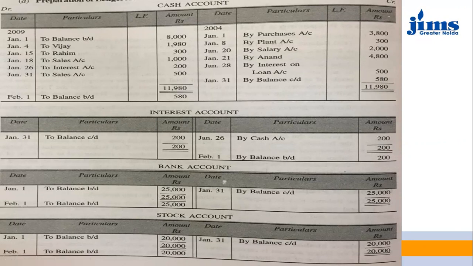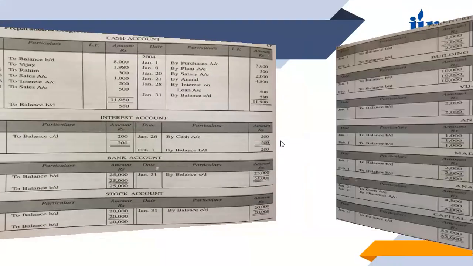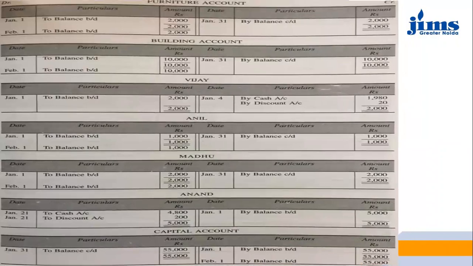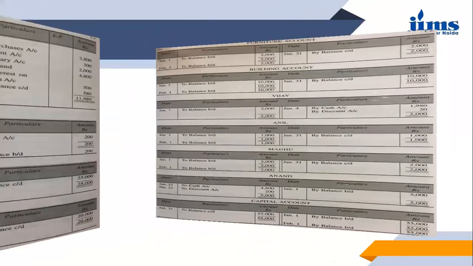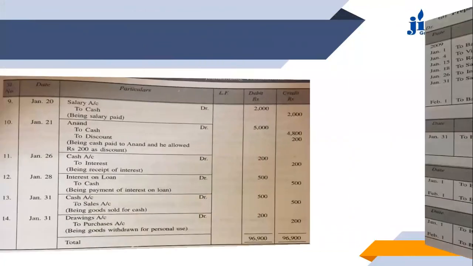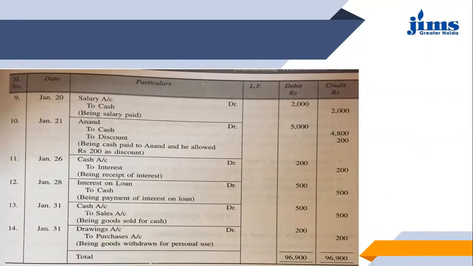Then coming to interest account, it is getting credited with 200. So you can see here interest account for 26th January is getting credited by cash 200. And then in the next, interest on loan account, you can see it is getting debited with to cash account 500. So if you prepare one interest account, that is also fine. That is totally dependent upon your choice. Then cash account to sales, you can put in the same entry as we have done in the previous transaction also. Cash account is debited with sales 500 and sales account will be credited with by cash 500.